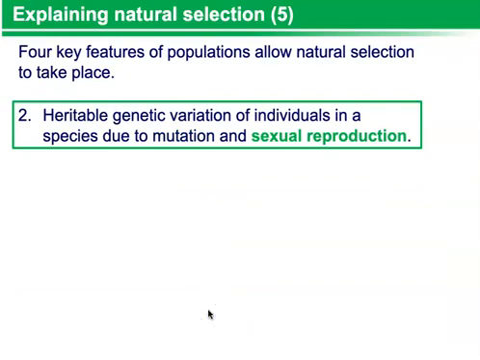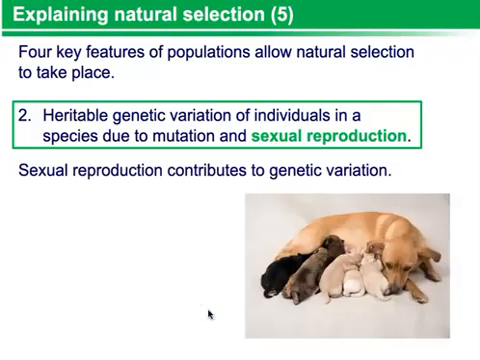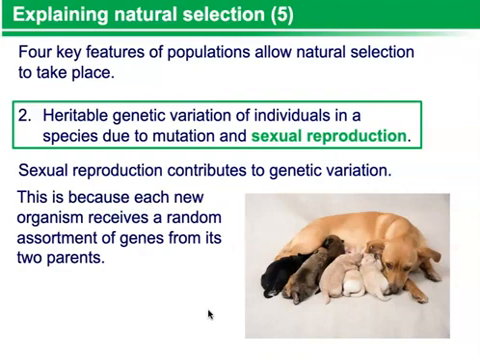Sexual reproduction plays into the new generation having variation also. This is because each new organism receives a random assortment of genes from its two parents. You only get half of the genetic information from your mom and half from your dad, meaning that some of your dad's genetic information is left out and some of your mom's genetic information is left out, and only half of that genetic information from each parent goes to create the full genetic information that is you. This leads to variation.